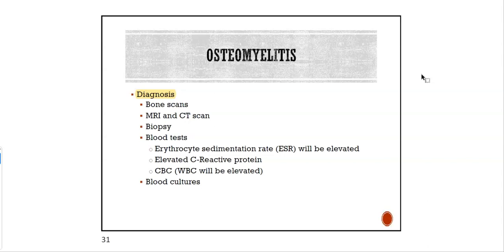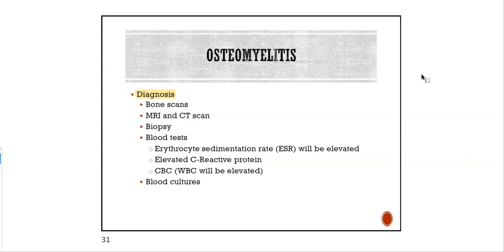So even after an X-ray, they may order a CT scan or an MRI because it does show a little bit more of the softer tissue. It shows inflammation, and it gives a clearer picture of the presence or absence of osteomyelitis. And then a biopsy can be done. With a needle, they try to remove part of the tissue and send it for biopsy. That's how they're going to be able to identify the presence of infection in that bone tissue.